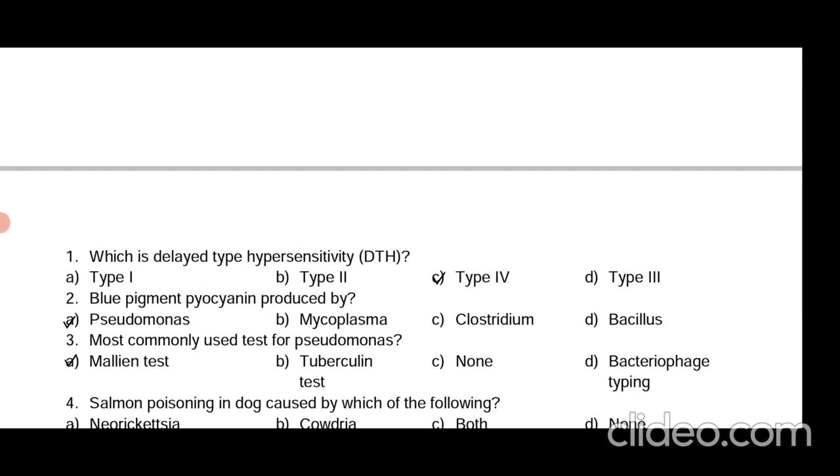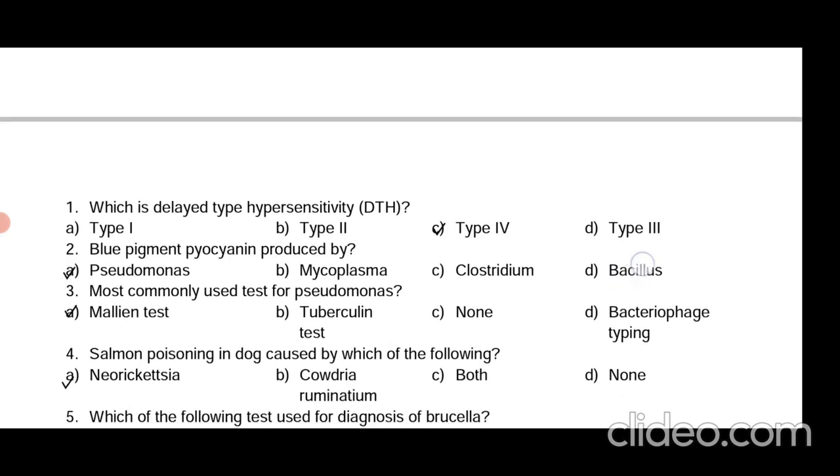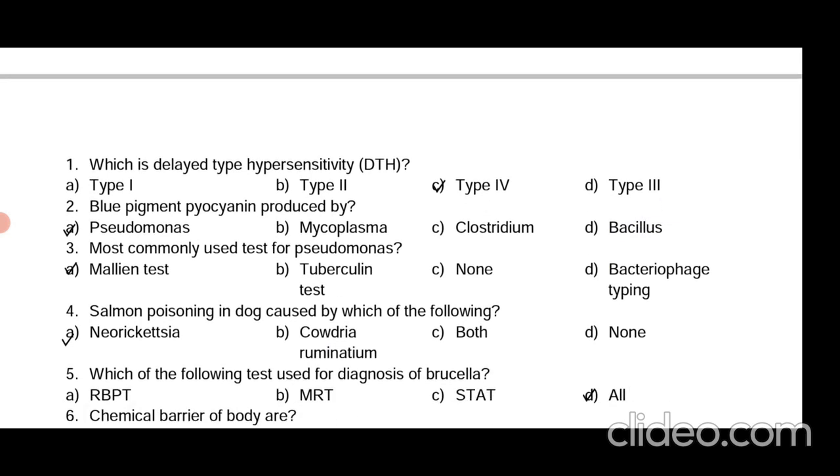Blue pigment pyocyanin is produced by Pseudomonas. Most commonly used test for Pseudomonas is the Malleine test. Salmon poisoning in dog is caused by Neorickettsia. Which of the following tests is used for diagnosis of brucella? All are used for diagnosis of brucella.